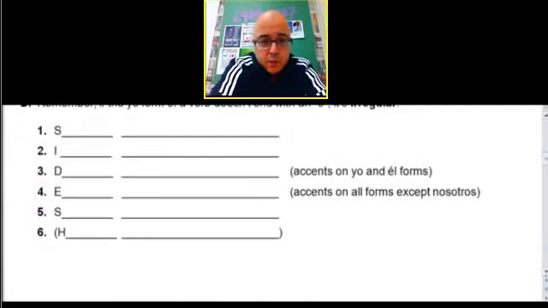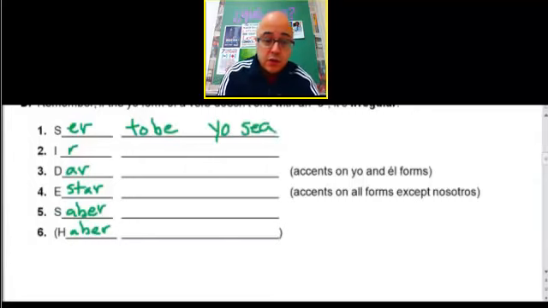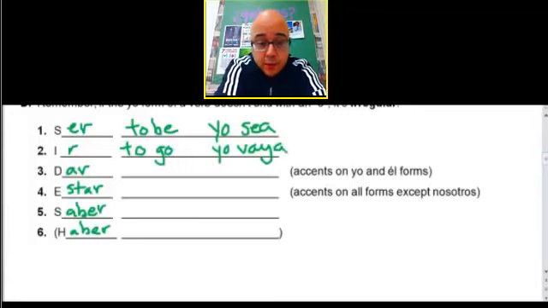Let's scroll down. We have some irregular verbs, right? These should start looking familiar because we've seen them before. We have ser, ir, dar, estar, saber, haber. Now let's review. The first step would be to identify what these verbs mean, and then I'll give you the yo form, and then the change would continue throughout the entire conjugation. Ser is to be, so the yo form is yo sea. Ir is to go, and the yo form is yo vaya. Dar is to give, and the yo form is yo dé.